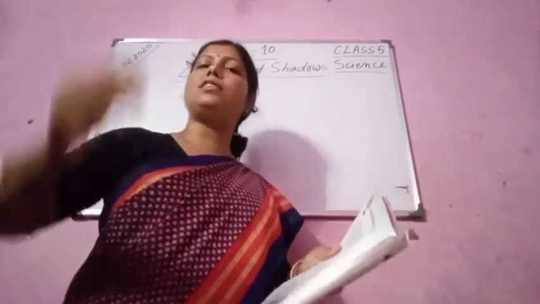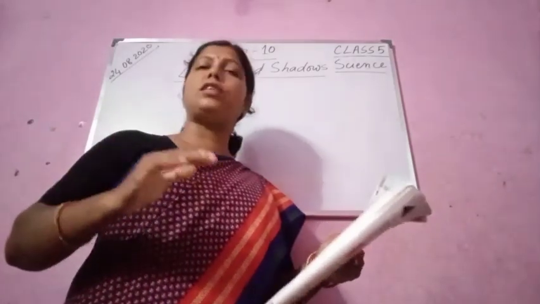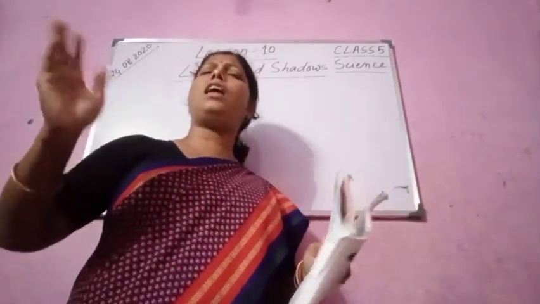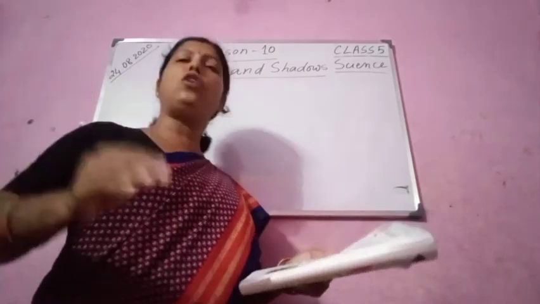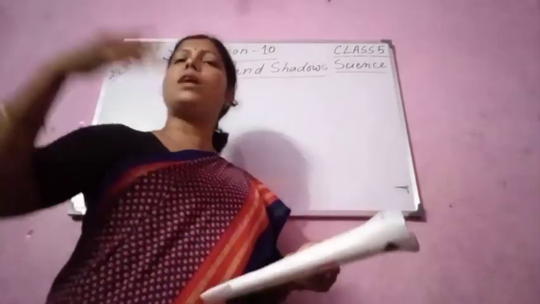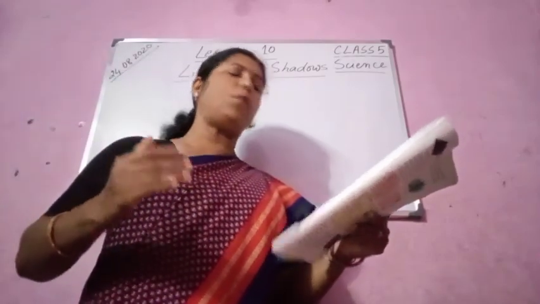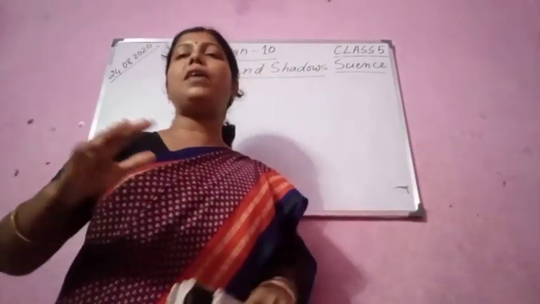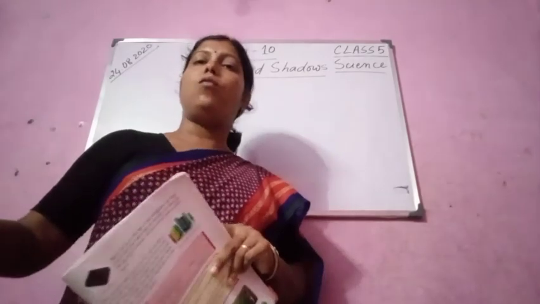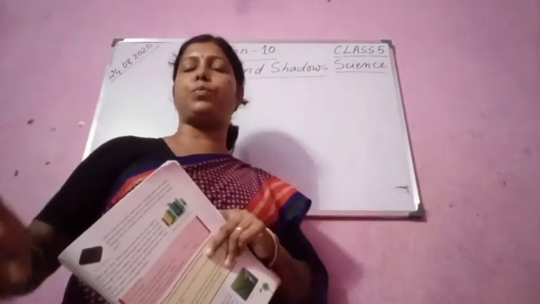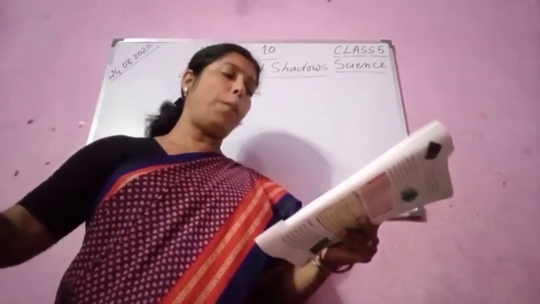So here you see objects can be classified as transparent. You can say the glass is transparent. Translucent, that is you cannot see clearly, but hazy you can see. And opaque, the chair is an opaque object. You cannot see the other side. So based on the ability of light to pass through them, how can we differentiate between them? What are translucent, what are transparent, and what are opaque objects?